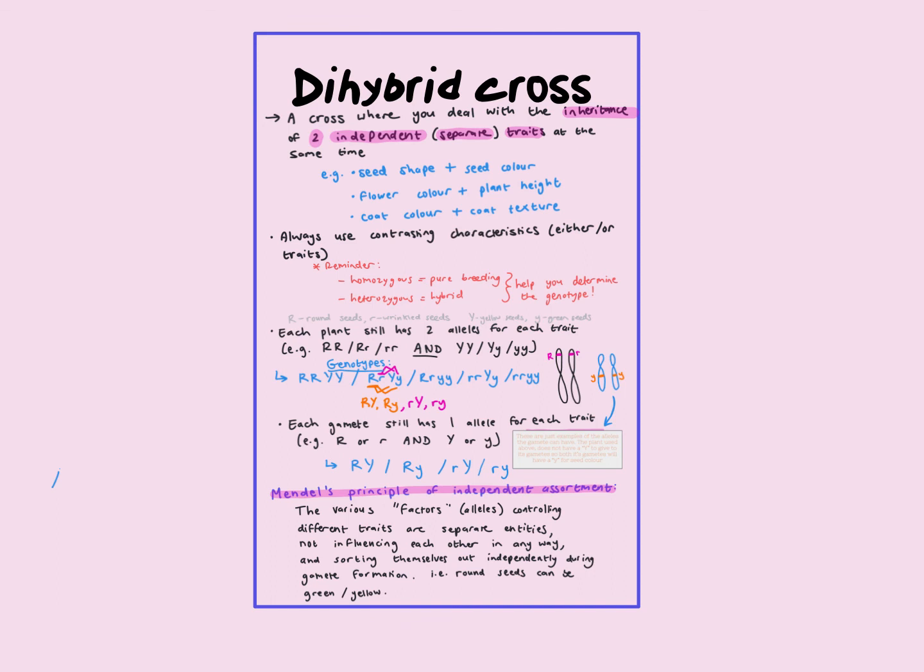If you watch my next video, I'll show you one example doing a Punnett square using a dihybrid cross. That's also a little bit complex.